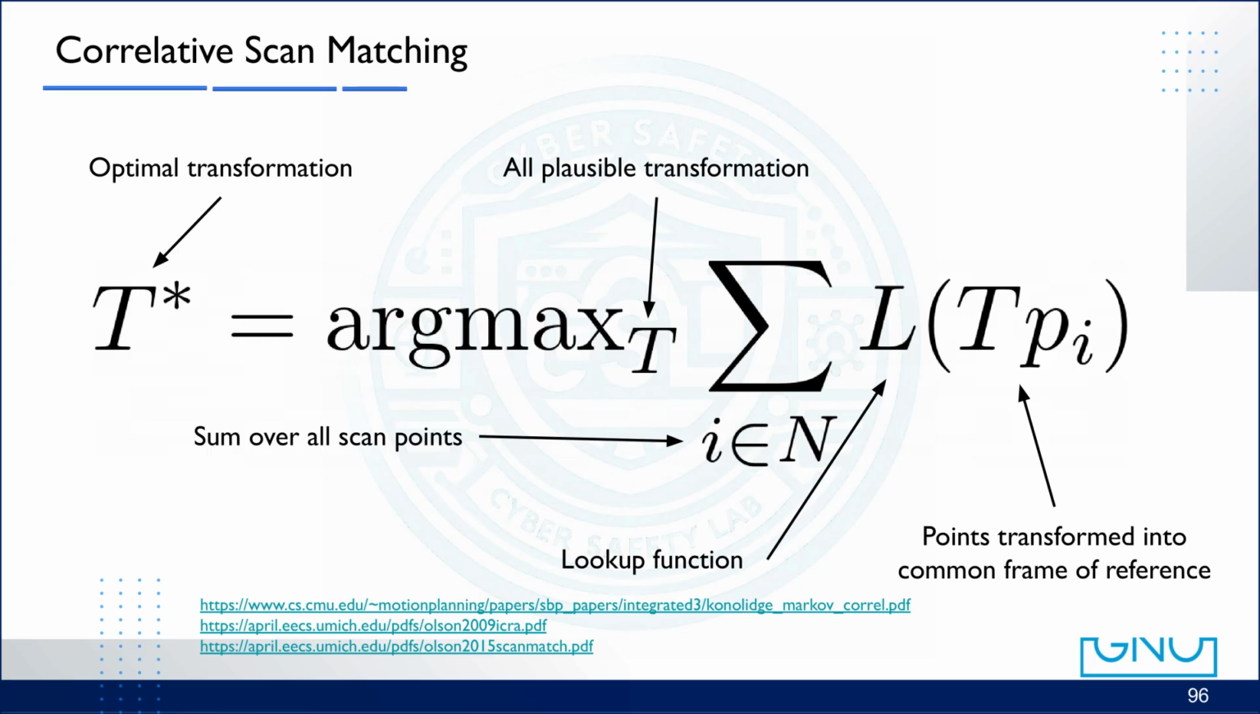In simpler terms, we brute force search over many poses and pick the one that makes the scan most likely to be correct based on the map. To speed this up, we can use multi-resolution search. We build a pyramid of lookup tables at different resolutions. The low-resolution ones give quick but coarse estimates, and the high-resolution ones refine the best candidates.